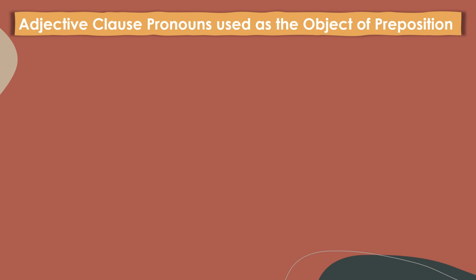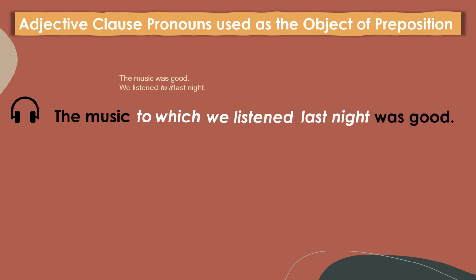Right, the last one is adjective clause pronouns used as the object of a preposition. This is our last topic today. And look at this sentence. The music was good. We listened to it last night. In this sentence, there are both the preposition and the object. To is the preposition and it is the object of to. So how can we combine it as a sentence using the adjective clause? The music to which we listened last night was good.